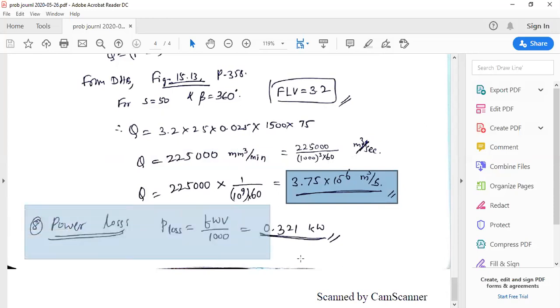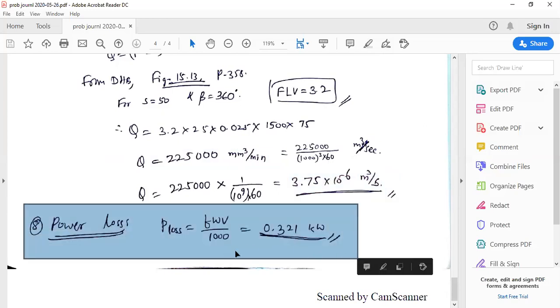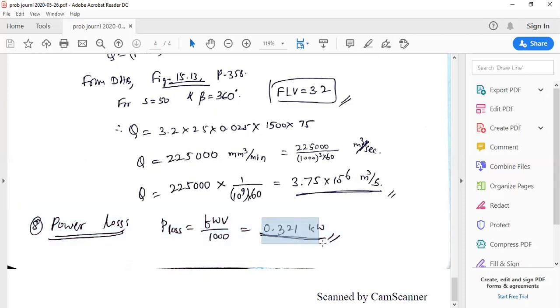And the last parameter, that is power loss. Power loss is nothing but the amount of heat generated due to friction during lubrication. So that is Fw into V divided by 1000. So the answer what we get here is 0.321 kilowatt.